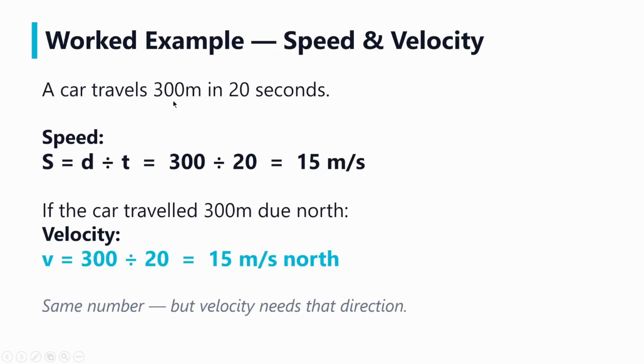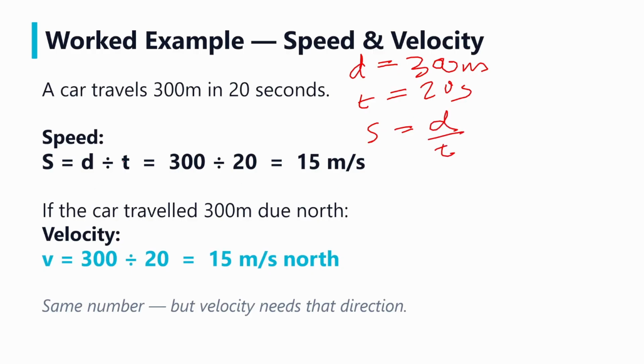So let's do a worked example. A car travels 300 meters in 20 seconds. So we know that the distance here, because there's no direction, right? It just travels that much length. The time is 20 seconds. So speed, which I write by capital S, is basically d by t. They wrote it as d divided by t like this, but in exams you're most likely going to have to write it like this. So it's 300 meters by 20 seconds, which is equal to 15 meters per second, and that's how you write your speed.